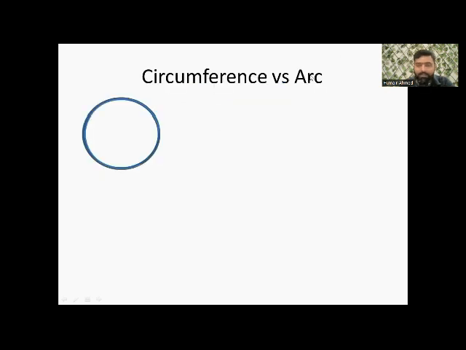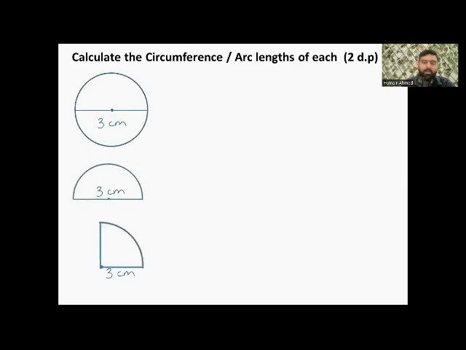Now, circumference is basically the outermost boundary of a circle, and an arc is basically a part of a circumference. So it can be a bigger part, it can be a smaller part. Any part of a circumference will be called an arc. Now we are going to have some examples. So here we have to calculate the circumference or arc length of each question.